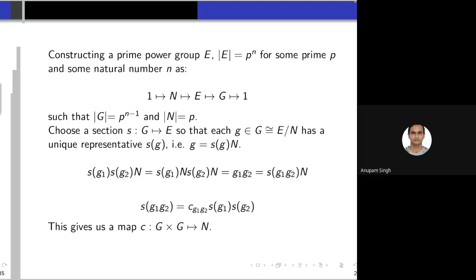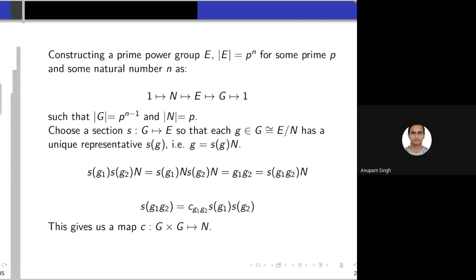But suppose we want to start from a group of order p to the power n minus 1 and construct a group of order p to the power n as a central extension. So Schur multiplier gives an idea of how many such groups can be constructed. Okay, so how does Schur multiplier come into the picture? Suppose a central extension of this kind is given.